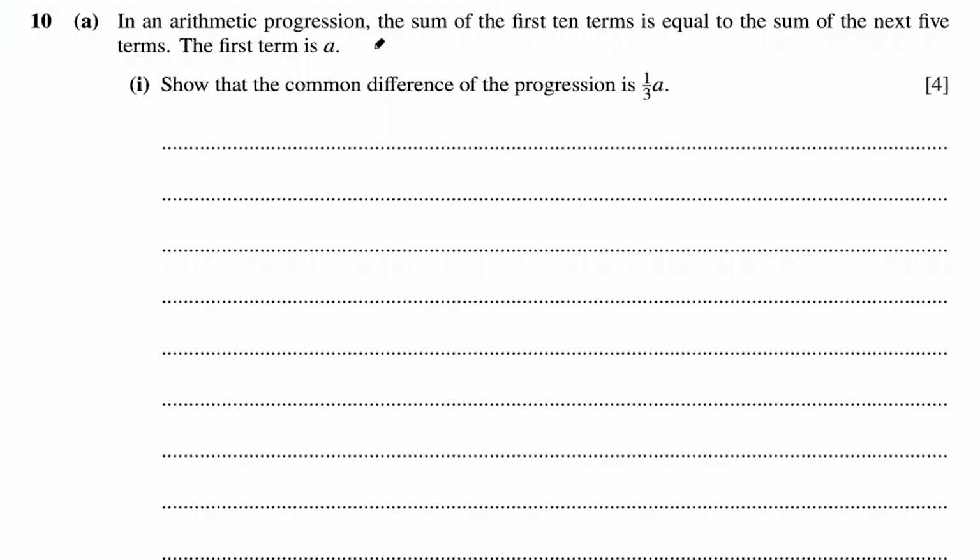Question 10: we have an arithmetic progression where the sum of the first 10 terms is equal to the sum of the next 5 terms. We have to show that the common difference of the progression is 1 upon 3a. So we know that the sum of the first 10 terms is equal to the sum of the next 5 terms. So that will become the sum of 15 terms minus the sum of the first 10 terms.